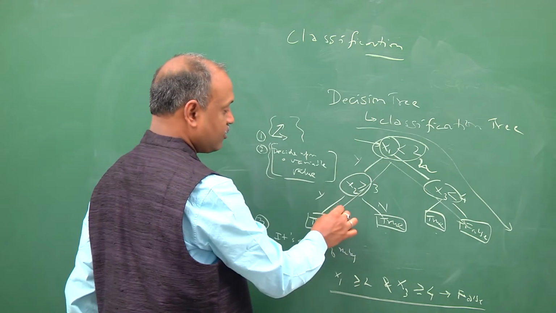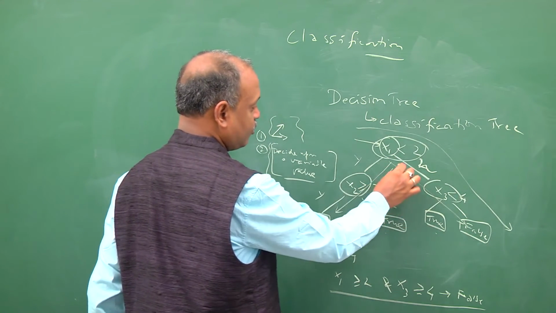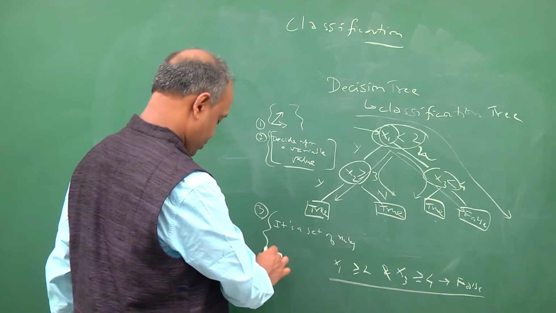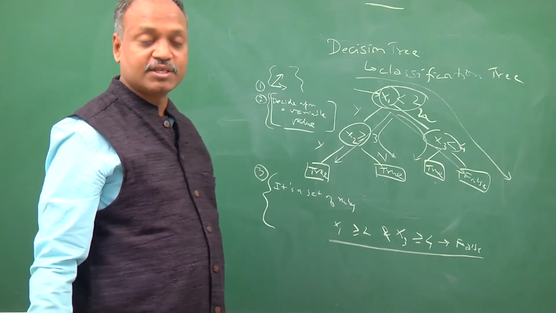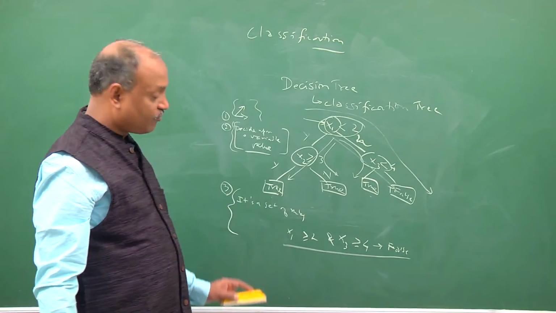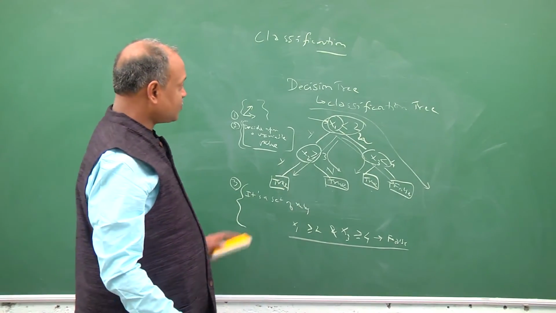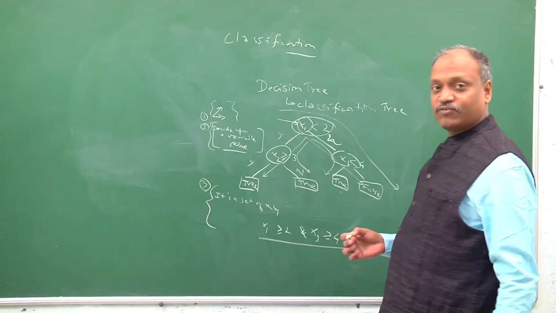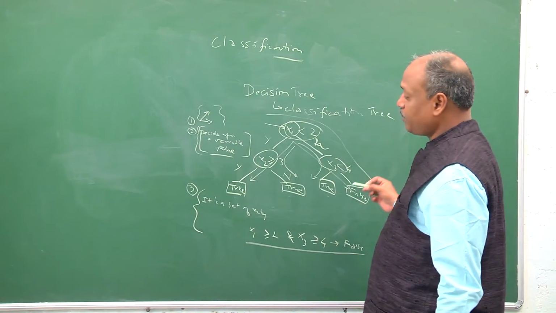Similarly, go around this path, you get one more rule. You get this path, you get one more rule. You get this path, you get one more rule. So effectively, a decision tree can be used as a representation of a succinct form of a collection of distinct sets of rules. So that's why decision tree is one of the most powerful classification techniques, for multiple reasons.